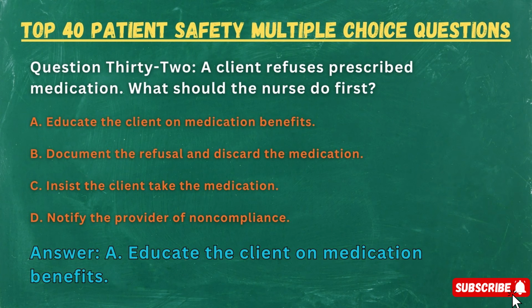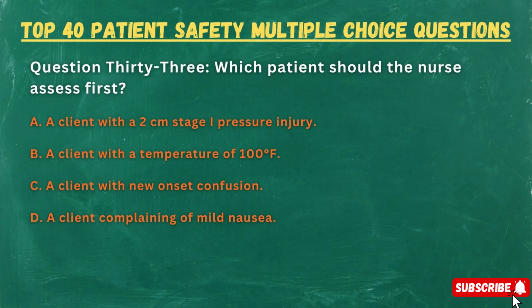Answer. C. Assess uterine tone and massage if needed. Question 33. A newborn is placed under a radiant warmer. What assessment is most important? A. Skin turgor. B. Axillary temperature. C. Respiratory rate. D. APGAR score.